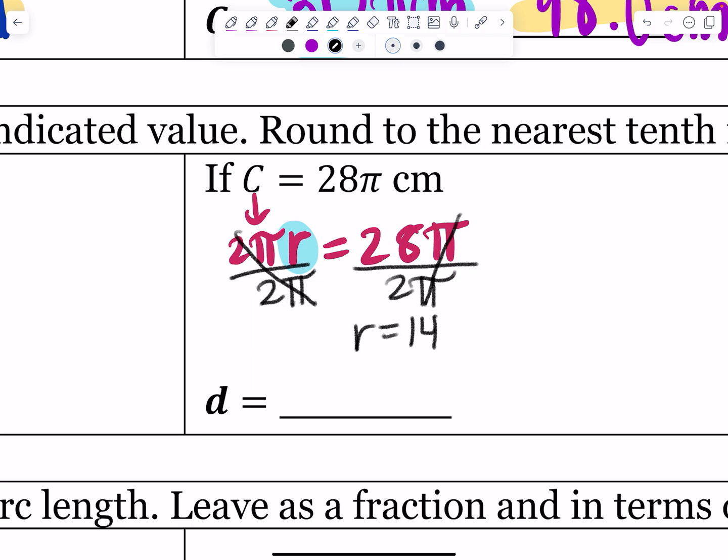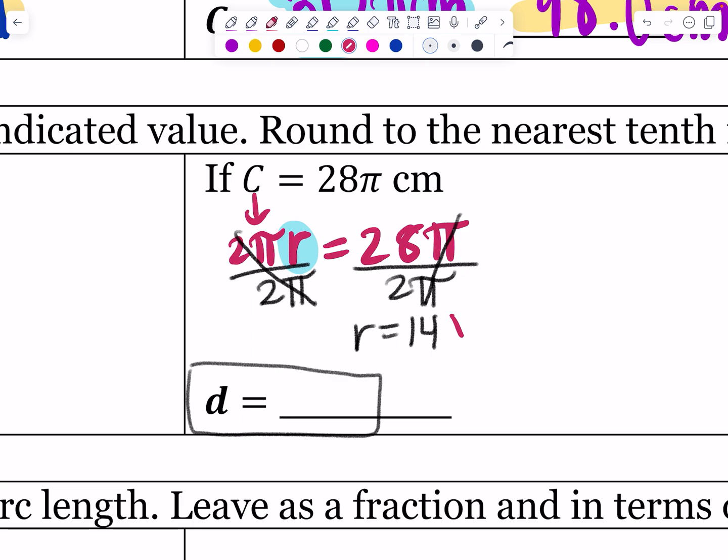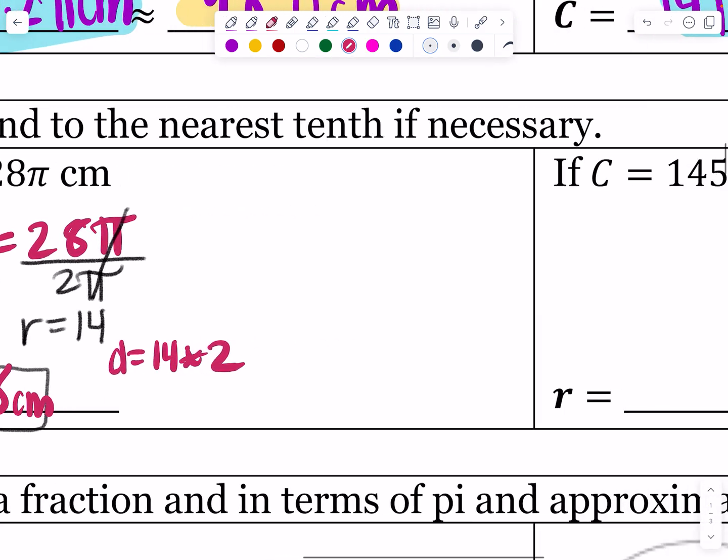Now pause here. If the radius is 14, this asks for the diameter. So if I want to find my diameter, I'm going to multiply. Diameter is going to be equal to 14 times 2. Double it. That gives you 28. Let me make sure I did that right. 49 pi. Yes, okay. So that is going to give me 28 centimeters. 28 centimeters. Okay. All right.